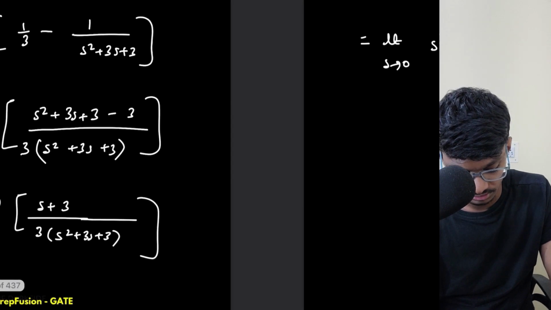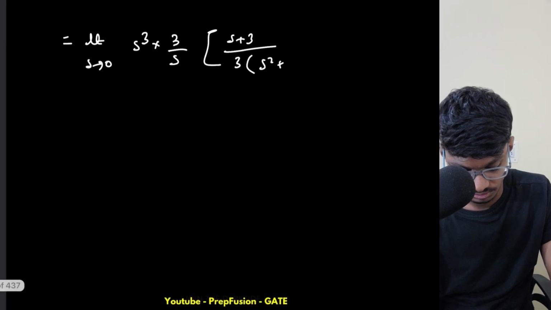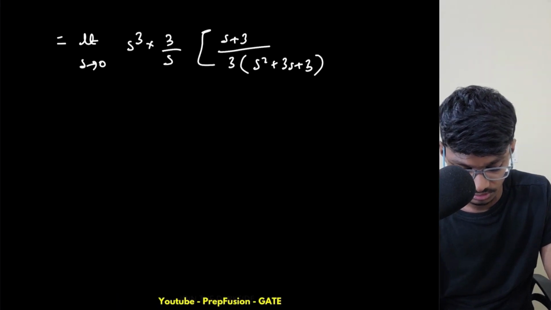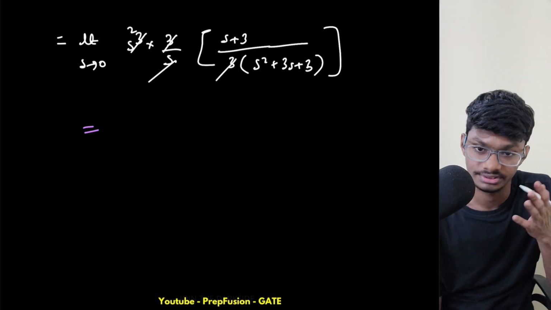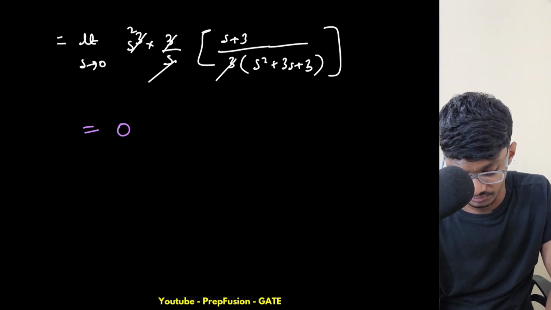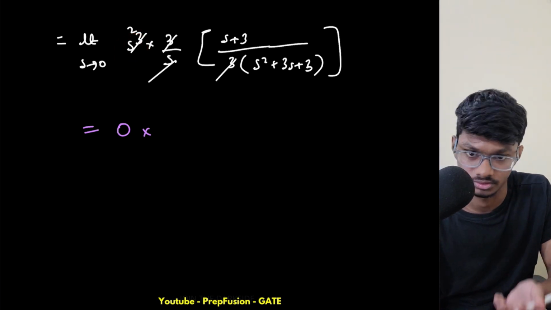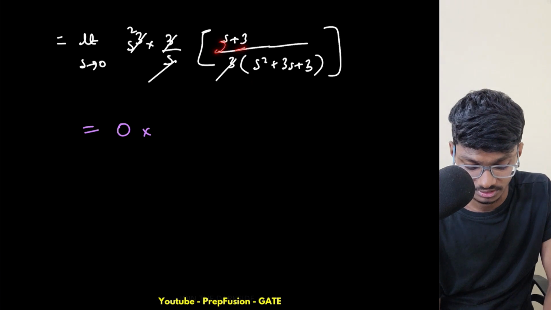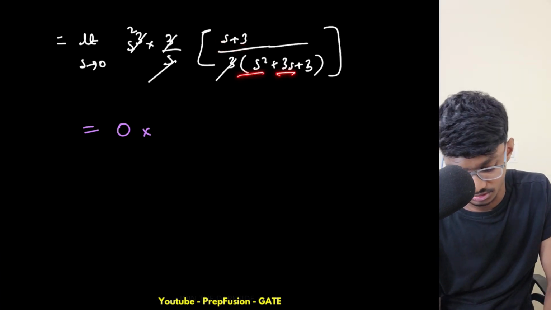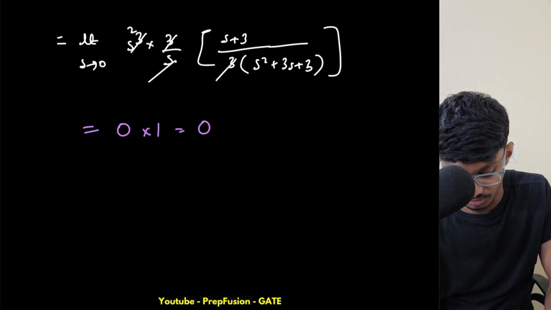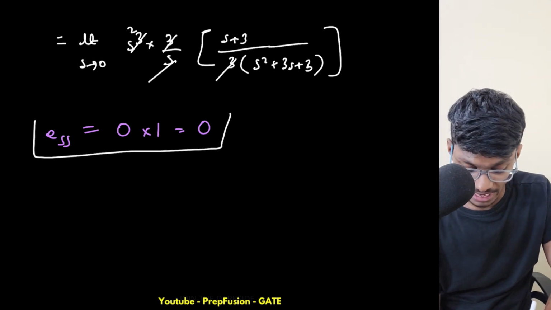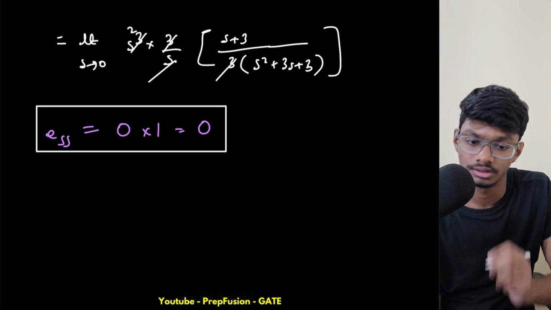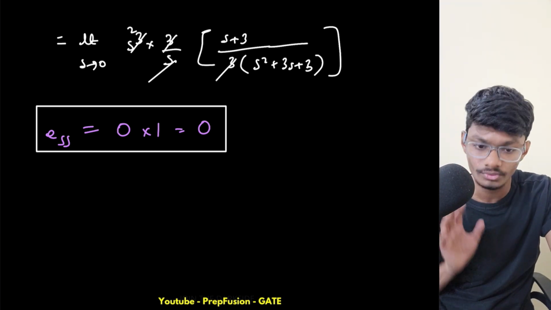This 3 gets cancelled, but it doesn't matter. This one becomes 3s plus 3, and this one cancels out, but this s also gets cancelled. But what are we remained with? Simply this s goes to 0. So we are remained with 0 itself. If I make this s square 0, now 0 plus 3, 3 by 3 is 1. So this is 0, this is 0, this is 3 into 1. So simply we are getting 0. So our steady state error is 0. This is my answer, if they haven't provided any error signal.